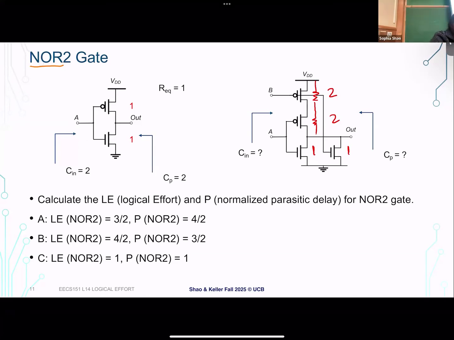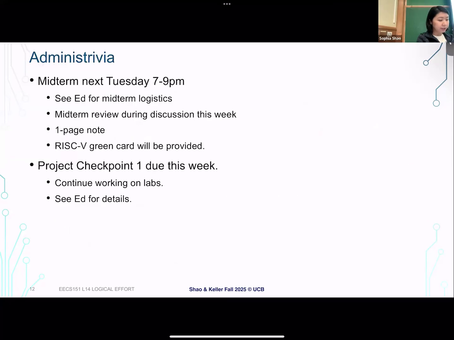In this case, the input capacitance seen from the input side is still 3. The parasitic, again looking at things connected to the output, is still 4, right? So we see the logical effort of the NOR gate is again 3/2, and the parasitic is 4/2. We'll go through this relatively quickly, but you can do this offline to also go through the exercise.